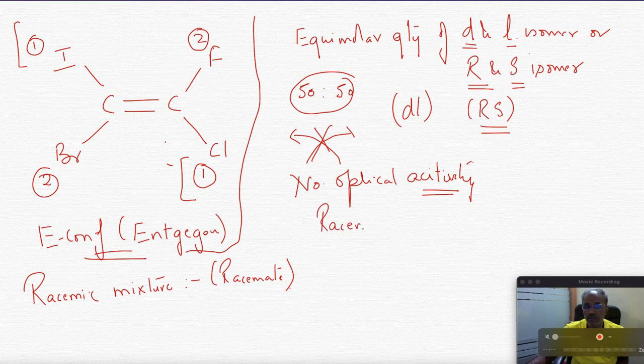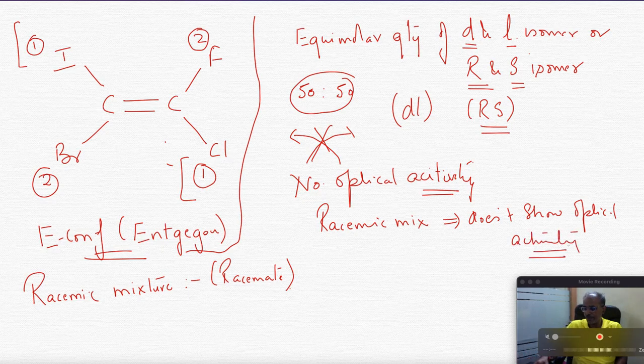A racemic mixture does not show optical activity, right? A racemic mixture does not show optical activity. Fine. Take for example, same thing as in the previous case we had seen.